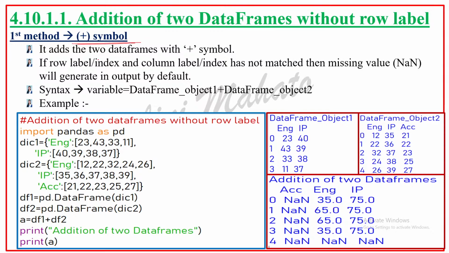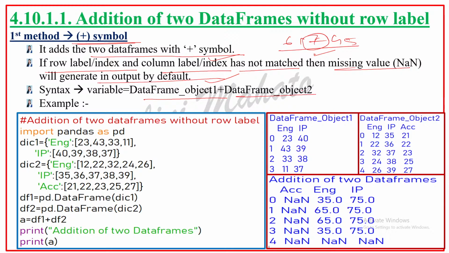With the plus symbol. It adds the 2 data frames with the plus symbol. Normally in arithmetic operations we also use it, suppose 61 plus 45 like this. These symbols we use in maths, and the same symbols we will use for addition of 2 data frames. If the row label or row index and column label or column index has not matched, then the missing value NaN will generate in output by default. We will see through the examples now. Syntax: variable equal to data frame object 1 plus data frame object 2. First data frame plus second data frame.